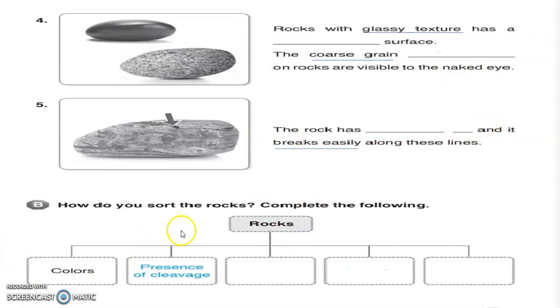Letter B, how do you sort the rocks? Complete the following. Rocks, number 1, colors. Number 2, presence of cleavage. What is number 3? What is number 4? And what is number 5? I hope you understand our topic for today.